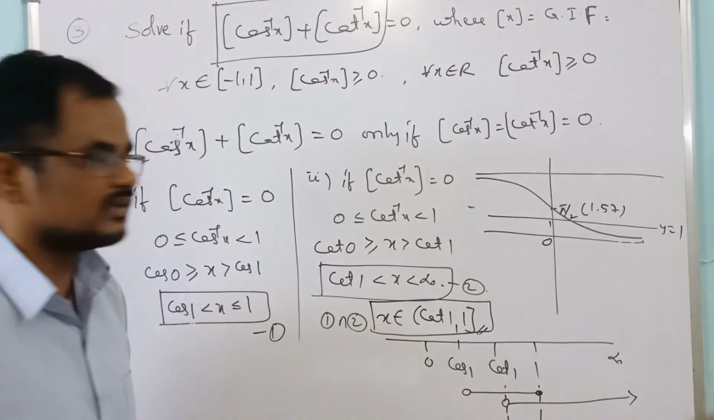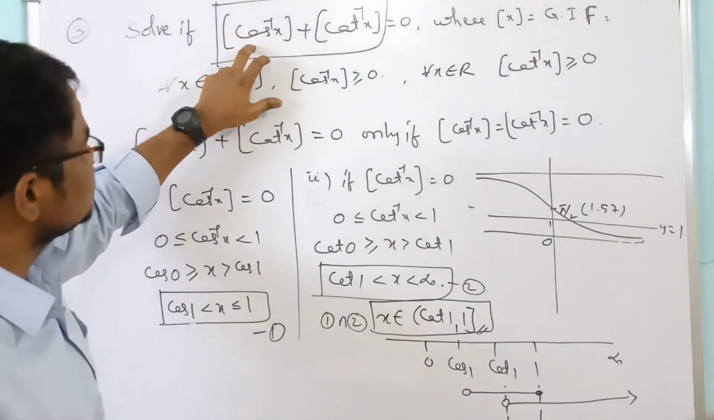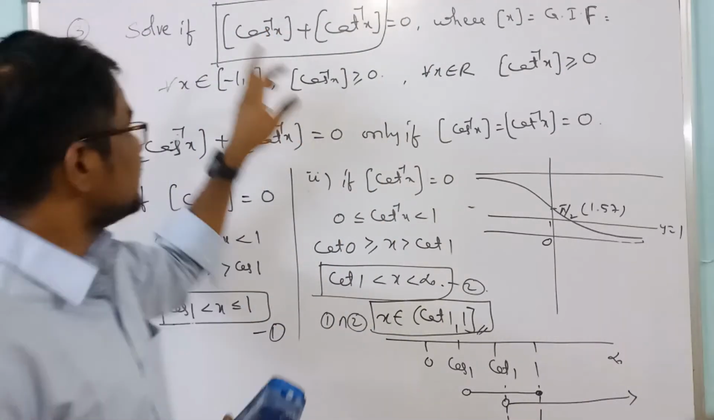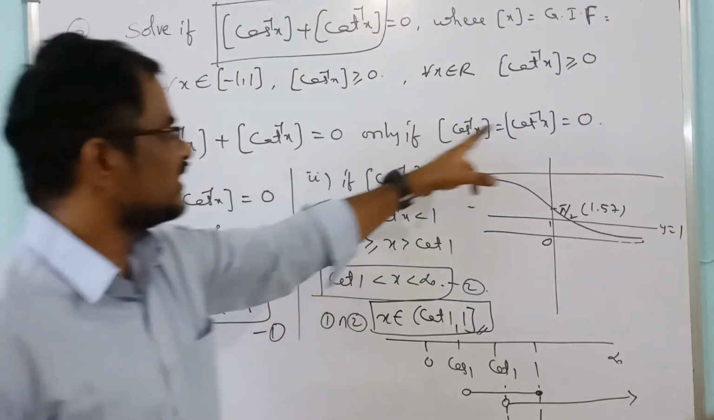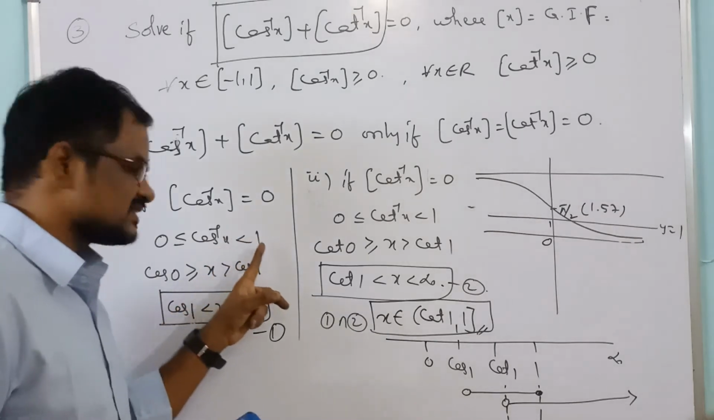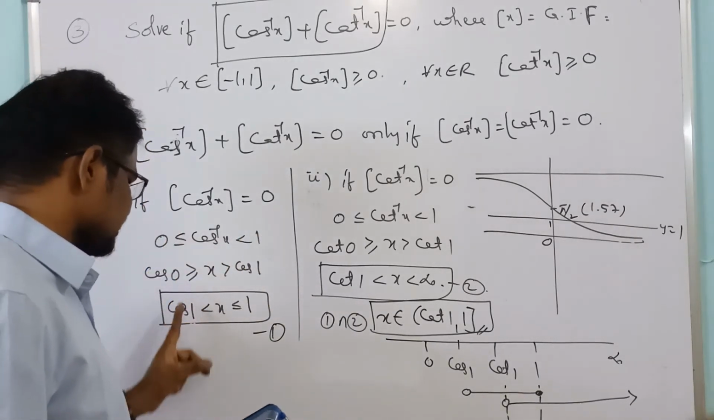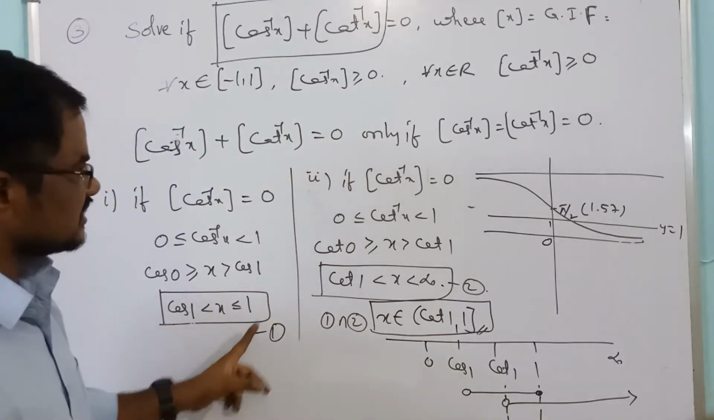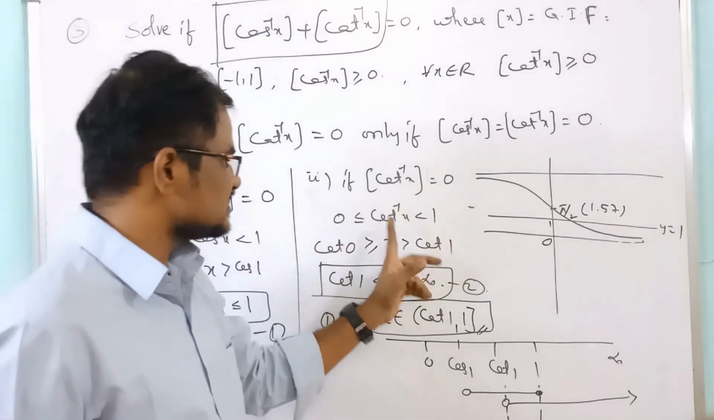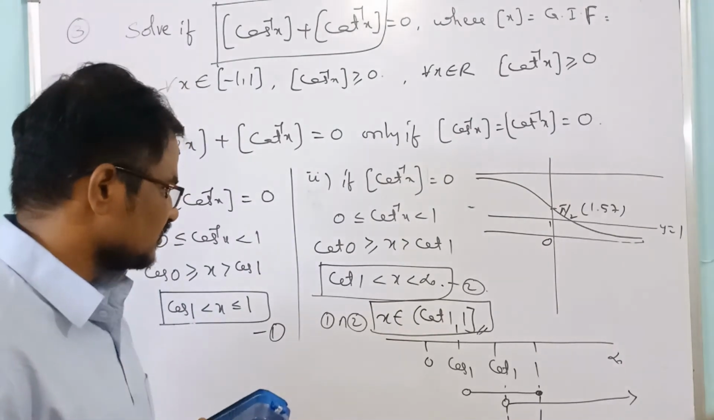Once again, listen carefully. This is the most important condition. So the sum of cos inverse x plus cot inverse x equal to 0 is given. But it is possible only when these two are equal. If it is equal to 0, then 0 is less than or equal to cos inverse x less than 1. In this interval, this is increasing, so less than or equal to becomes greater than. This is the first condition. Whenever cot inverse x equals 0, then in this interval this is a decreasing function. So that's why less than or equal to becomes greater than or equal to, right?